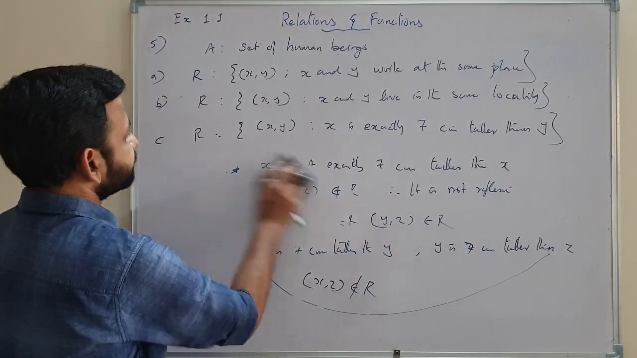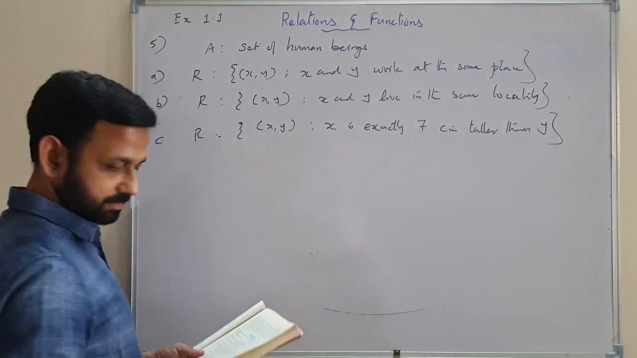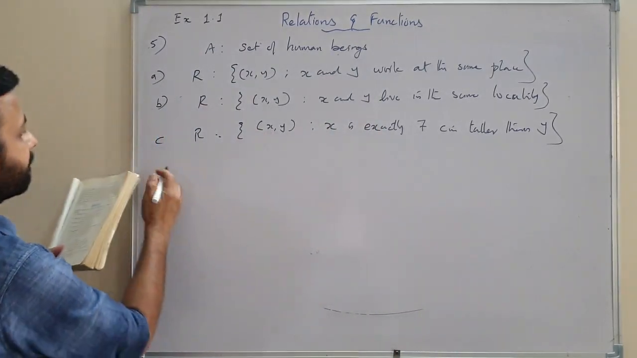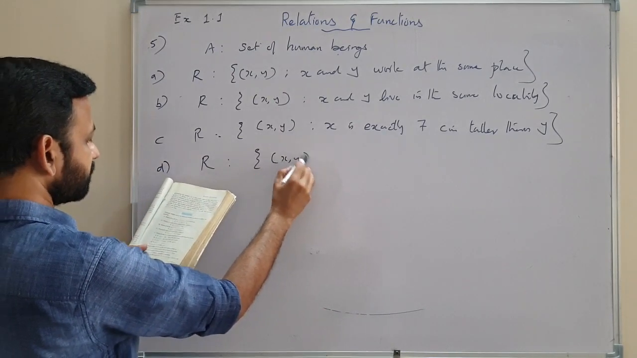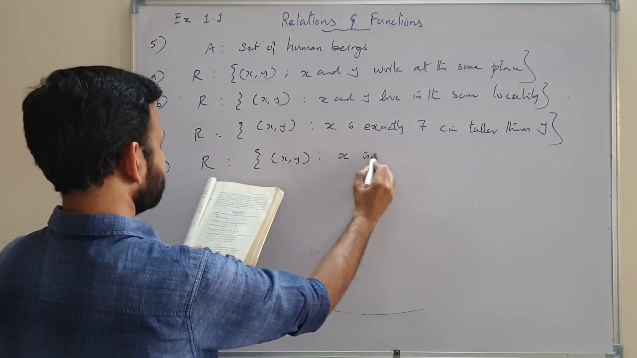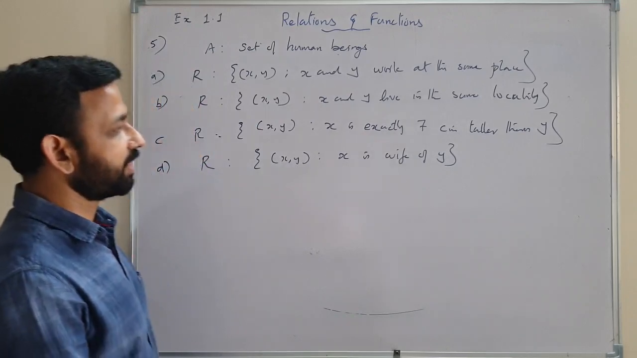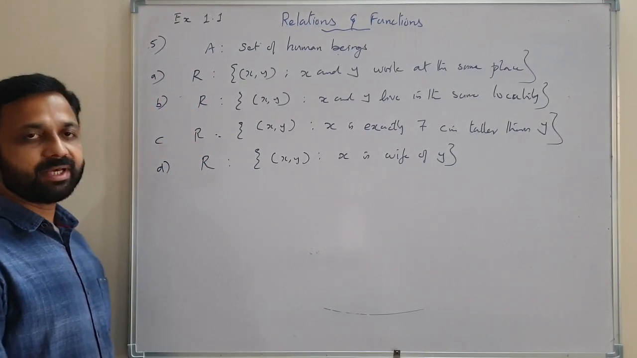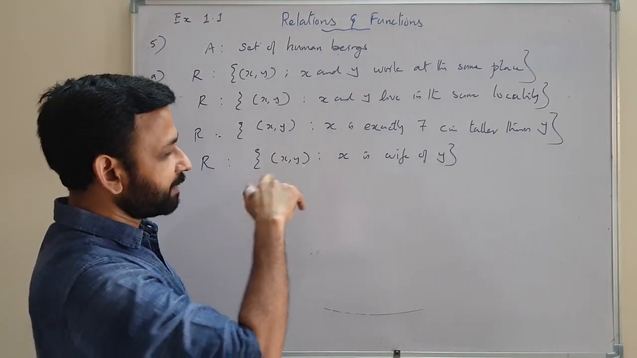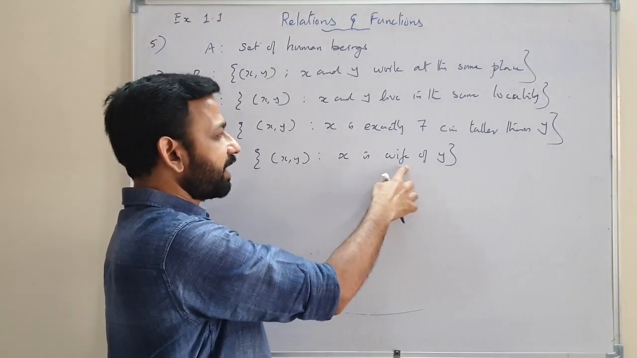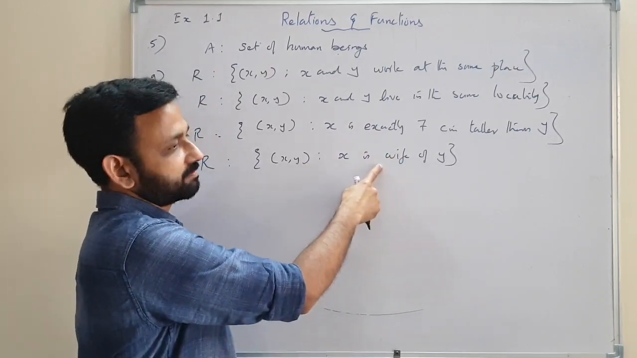Now, next one, D part. Relation R, the set of all ordered pairs (x, y) such that x is wife of y. So here this relation is not reflexive. Reason: a person cannot be wife of that same person. X cannot be wife of x.